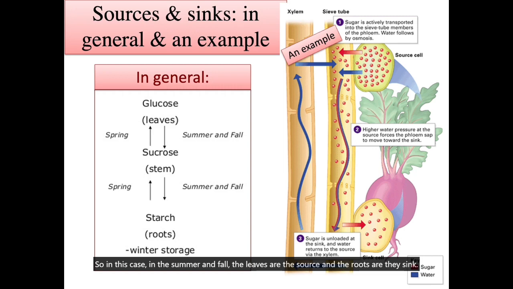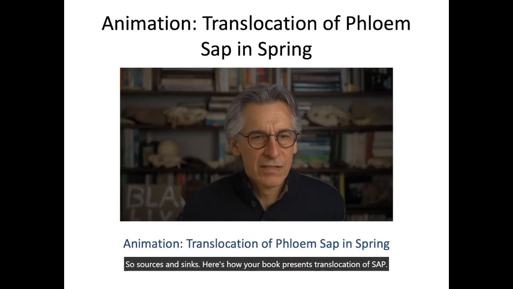So in this case, in the summer and fall, the leaves are the source and the roots are the sink. However, after winter, when spring comes, the plant needs to mobilize the energy in the roots to other parts of the plant so it can grow its new leaves and its new shoots. So now the root is the source, and the starch is dissolved into sugars. The starch is converted into sugars and moved upward to the leaves. So in the spring, the roots are the source and the leaves are the sink. So sources and sinks. Here's how your book presents translocation of sap.